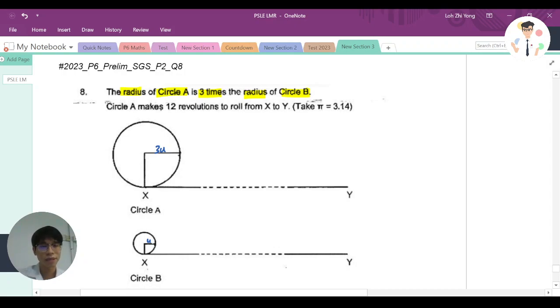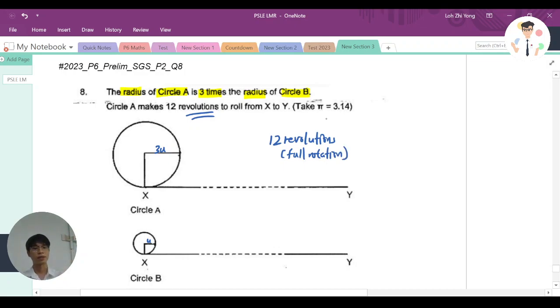And circle A makes 12 revolutions to roll from X to Y. Okay, it means that you roll for 12 revolutions, which basically means 12 turns. Okay, 12 full rotations. Let me just use the words full rotations.